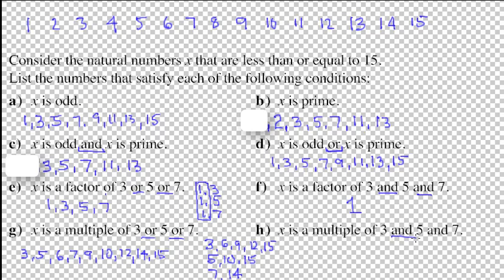Now, for H, they switch to and. Now they want a number that's on this list, and also on this list, and also on this list, and guess what? There aren't any. 7 is a multiple of 7, but it isn't a multiple of either of the other guys. 14 is a multiple of 7, but isn't a multiple of either of the others, and so here there are no numbers that satisfy all these conditions at once. In logic, we sometimes use a 0 with a slash through it like this to mean the empty set, which is a way of saying there aren't any things that meet all of these requirements. You're asking too much here.